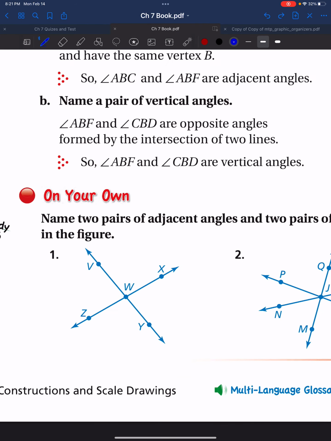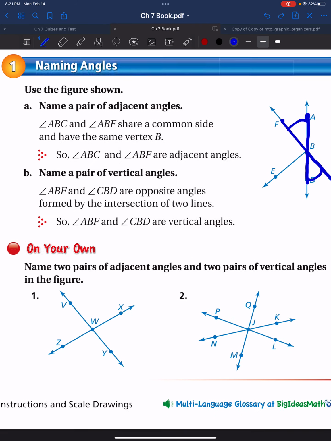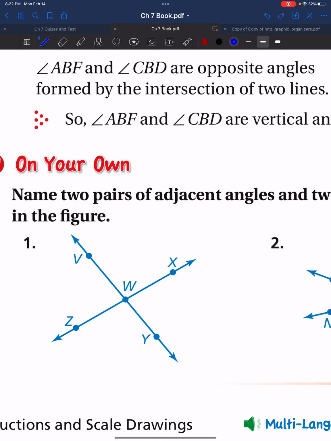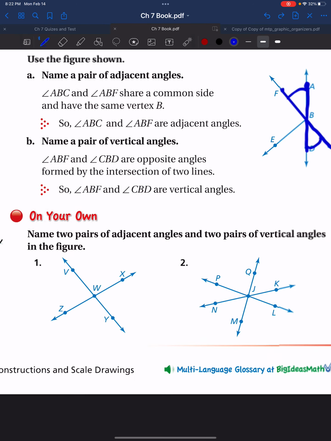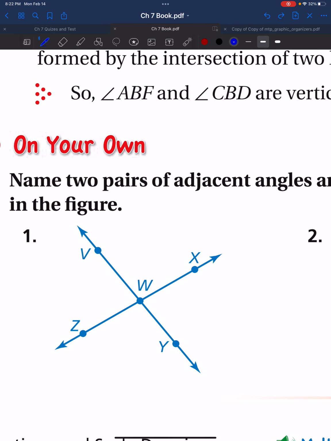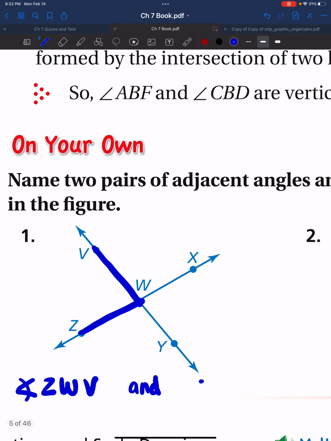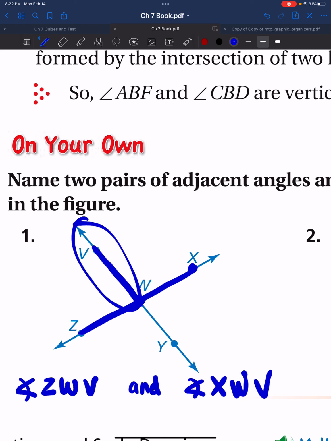Name two pairs of adjacent angles and two pairs of vertical angles in this figure. Okay, so let's find two pairs of adjacents and two pairs of verticals. So adjacent means they share a side. So I could say, gotta practice writing it this way, angle ZWV. That would be this guy right there. Let's name another one that's adjacent. How about angle XWV? Those are adjacent because they share this side right there.